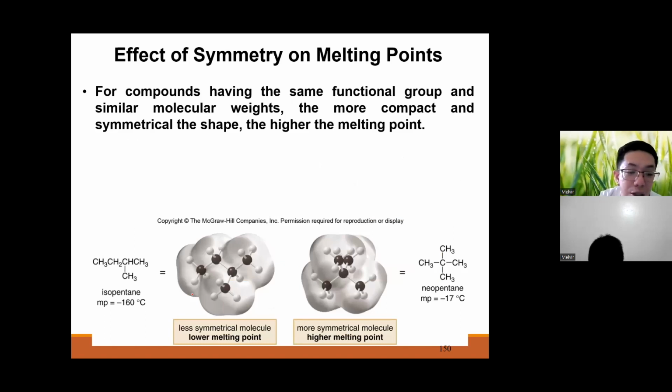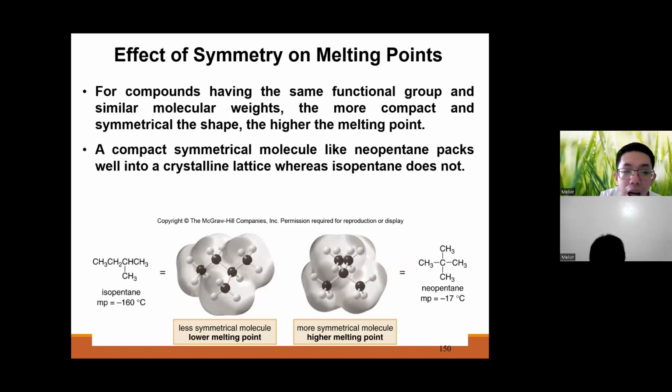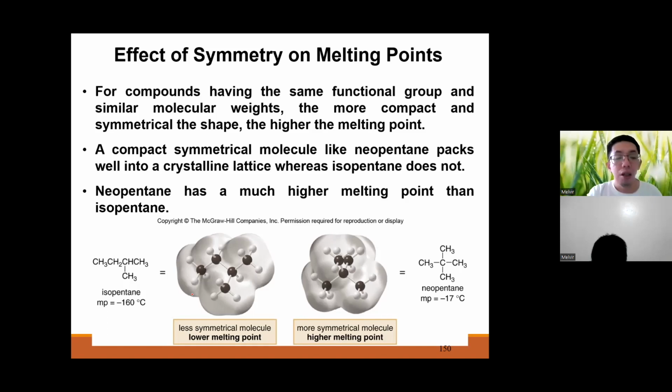Let's say ayan, isopentane and neopentane. So ito, another example na naman. So for compounds having the same functional group and similar molecular weights, the more compact and symmetrical the shape, the higher the melting point. A compact symmetrical molecule kasi, Josh, like neopentane, packs well or packs easily into a crystalline lattice, whereas isopentane does not. So neopentane, therefore, will have a much higher melting point than isopentane.